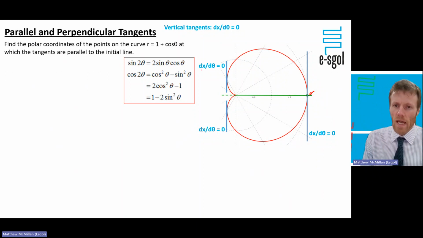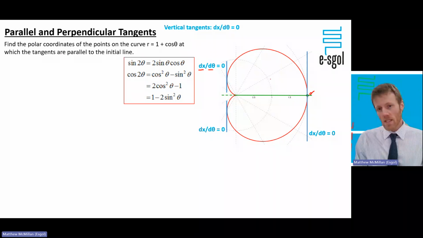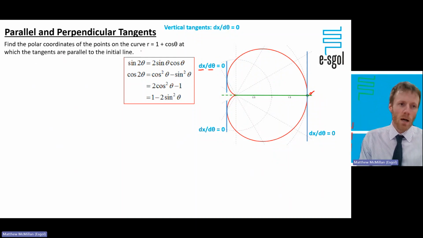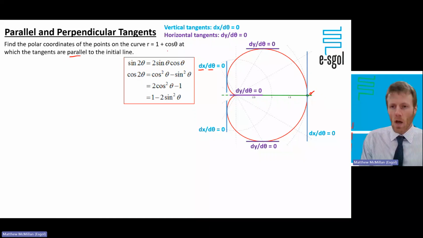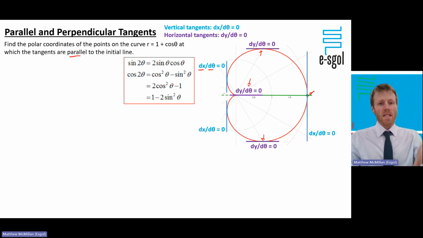So we could have tangents here which are perpendicular to the initial line. And for those ones, we are saying, where is my x coordinate not changing with respect to the angle? The change in x with respect to the change in the angle is 0. So on this situation, I've got 3 of those. This one, though, is saying it wants tangents parallel to the initial line. So that's where we're thinking about, where is my y coordinate not changing with respect to the angle? The one at the top here and the one at the bottom here are kind of obvious, but do not forget there is a third one here. You will get to the end of the question with 3 solutions. And if you're wondering why there's 3 solutions, that's why.